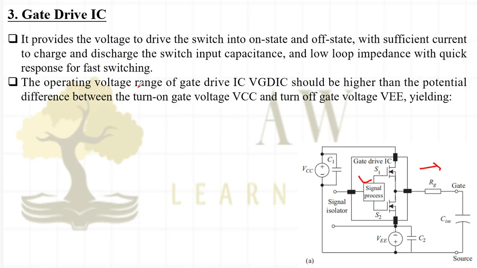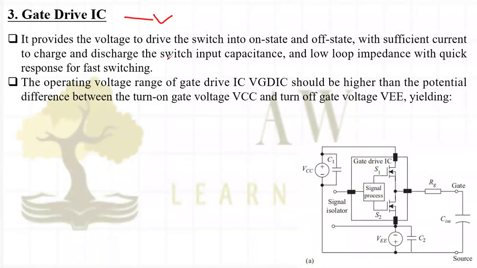So it provides the voltage. What the gate drive IC does is provide the voltage to drive the switch into on state and off state, with sufficient current to charge and discharge the switch input capacitor.